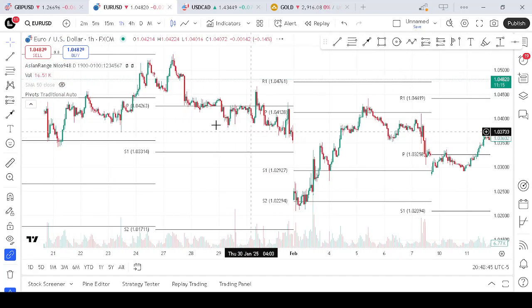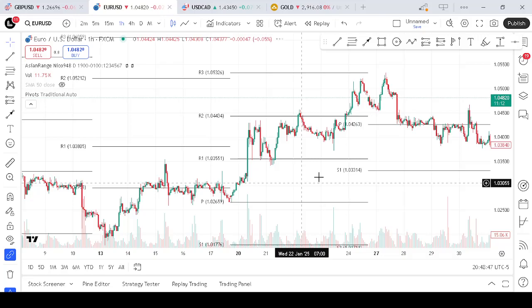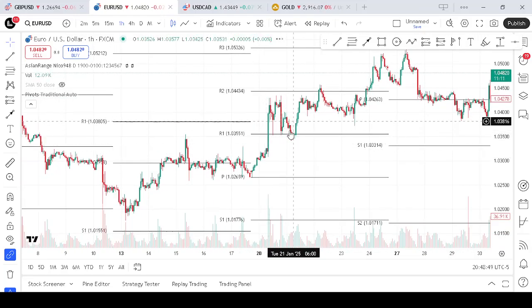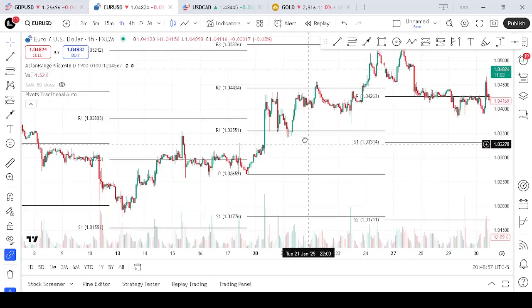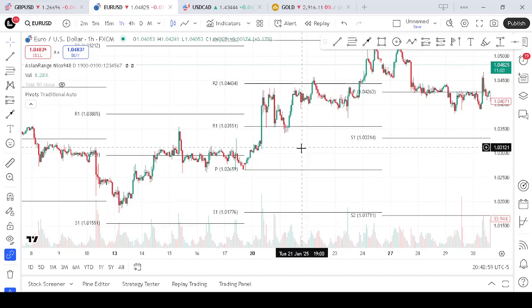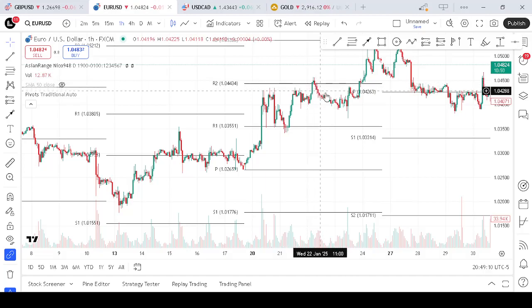Let's look for a good example. Once the R1 breaks, the R2 becomes relevant, indicating strong bullish momentum. Think of this as layers of selling pressure, each stronger than the last. Look at when the R1 got broken, the R2 was the next area to hold price, but it still broke through.